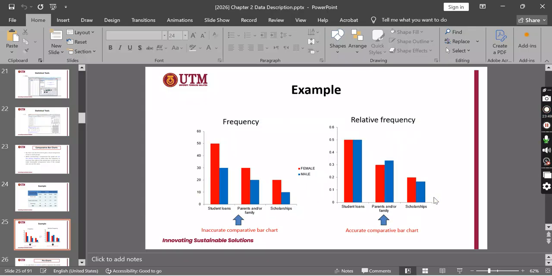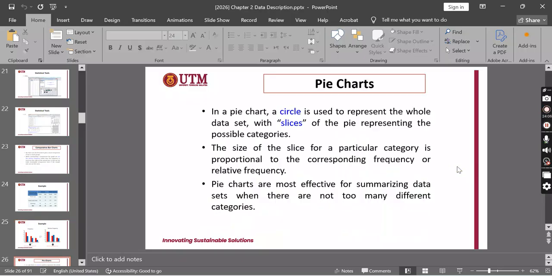And you can show a comparative. For example, here you have frequency, and this is for relative frequency. Pie chart.